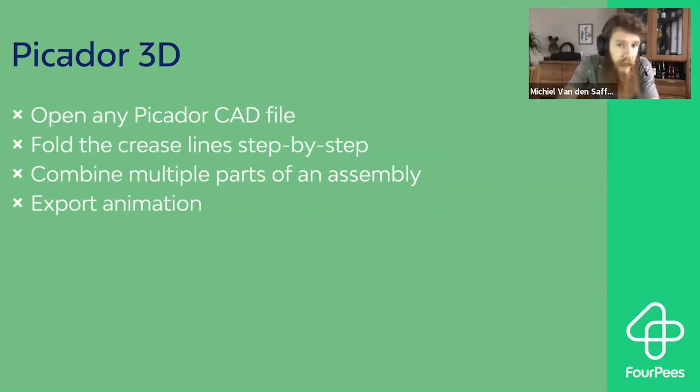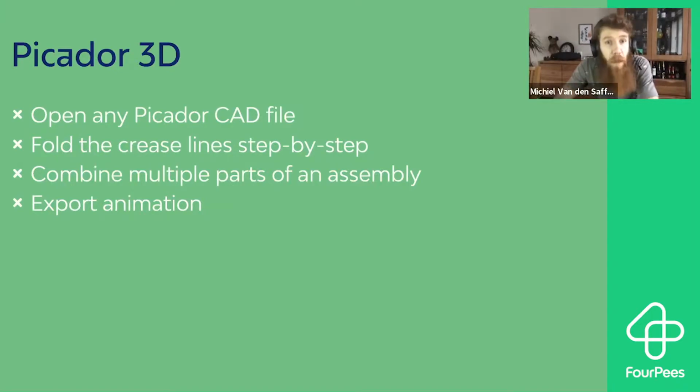Then you can fold your crease lines. You can do that step by step to make it more understandable. And you can also combine multiple parts of an assembly. So if you have a packaging that consists of multiple parts, or even more complicated, if you have a point of sales assembly where you have these shelves and side pieces and top pieces and all these little things that you want to put together, you can actually do all of that inside your Picador 3D. So take all of the multiple parts, fold them all up individually, put them all together and see how that all works. And you can create an animation of the whole process, start to finish, that you can then save and send to your customer.